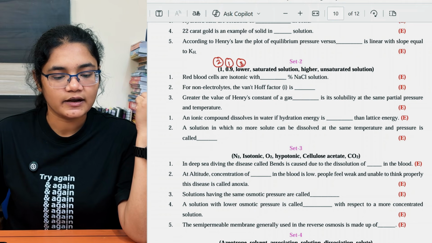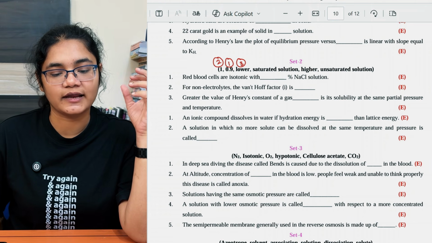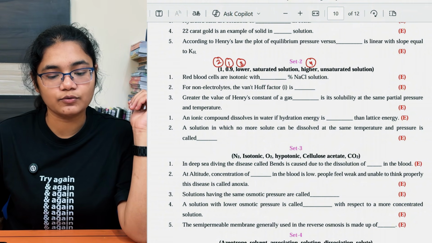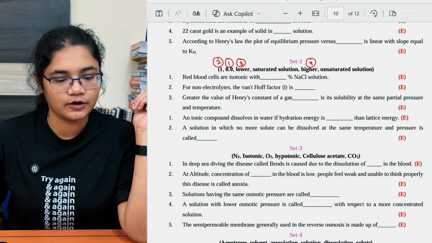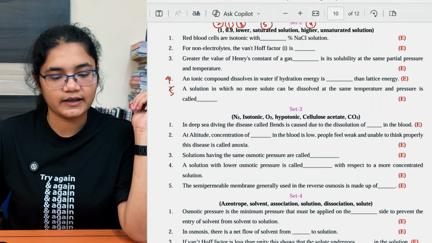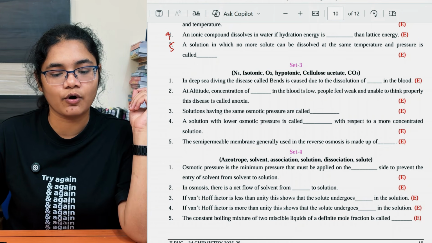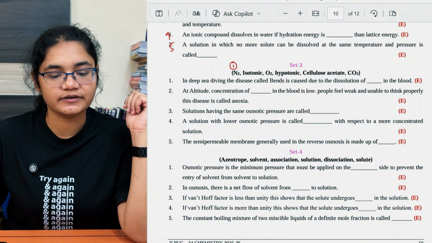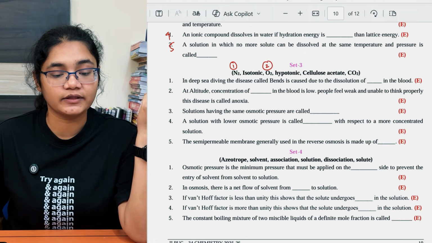Okay, this is 3. Next, an ionic compound dissolves in water if the hydration energy is higher than the lattice energy. A solution in which no more solute can be dissolved is called a saturated solution. Okay, actually this is 4 and this is 5. Moving to the next one. In deep sea diving, the disease called bends is caused due to the dissolution of nitrogen gas, excess of nitrogen gas in the blood. At altitude, the concentration of oxygen is reduced in blood and people feel weak and unable to think properly.